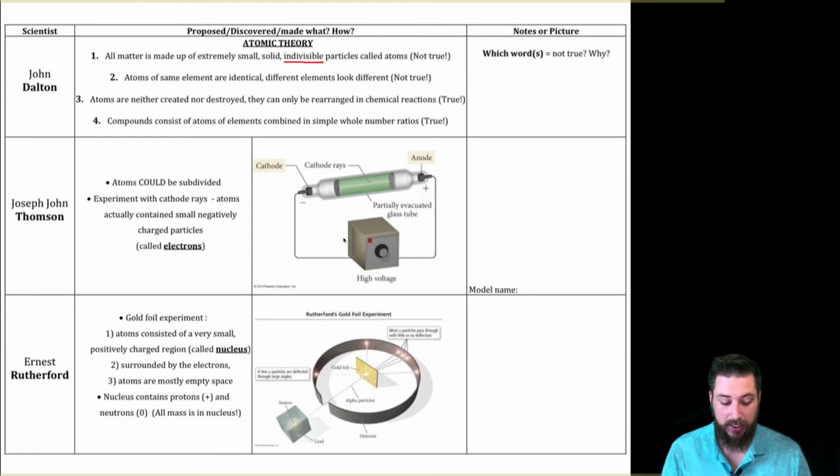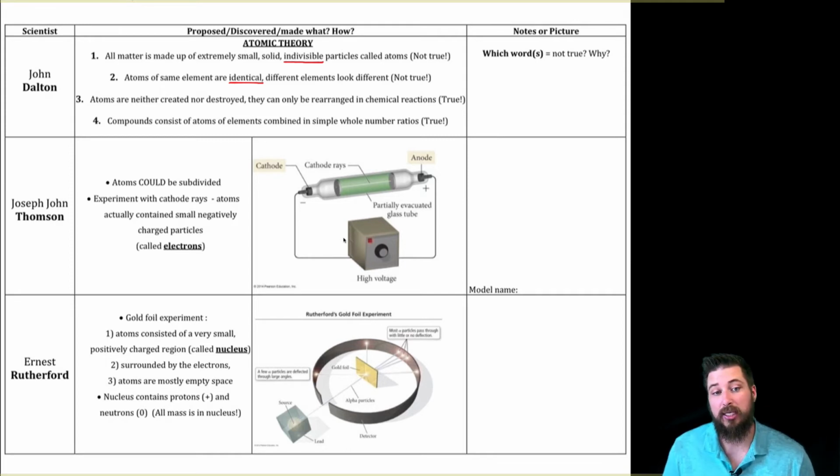All right. The next thing we're going to talk about is number two. Atoms of the same element are identical. Different atoms look different. What's not true about that is the word identical. We're going to learn later on this unit that two atoms of the same element can actually have differences. Now what I'll say is the other two statements are true, so it's pretty good.